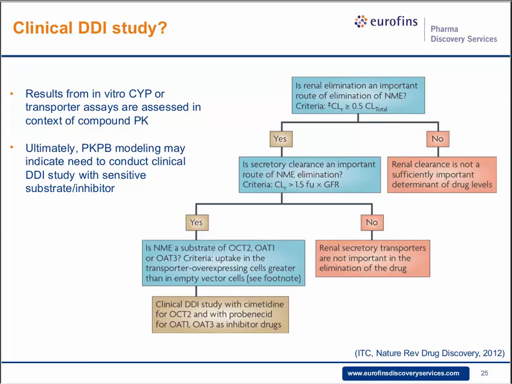So in the decision tree, there are some questions that, if the answer is affirmative with regard to the expected renal clearance of the drug, and the drug is identified as an in vitro substrate of these transporters, it may be ultimately necessary to perform an in vivo DDI study with a sensitive inhibitor of these transporters to see if any significant interactions occur.